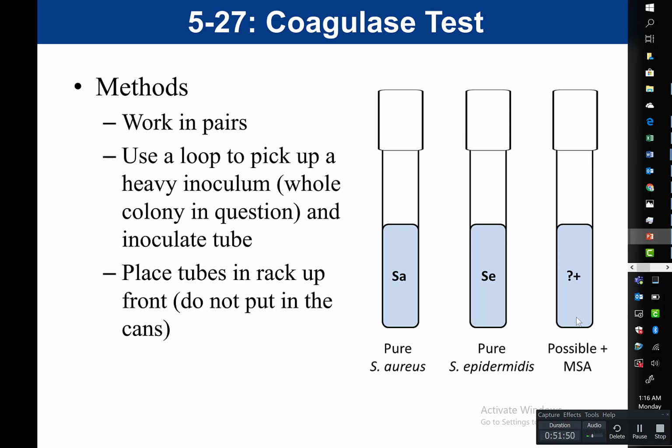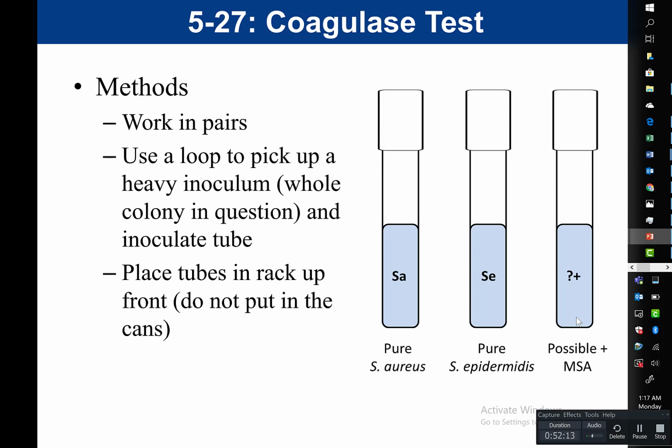If, on the other hand, we come back and look at this after the incubation period and we see that it is still liquid, well, it's not confirmatory for Staph aureus. In that case, it could be Micrococcus, for example. So the coagulase test, again, is our confirmatory test for Staph aureus.